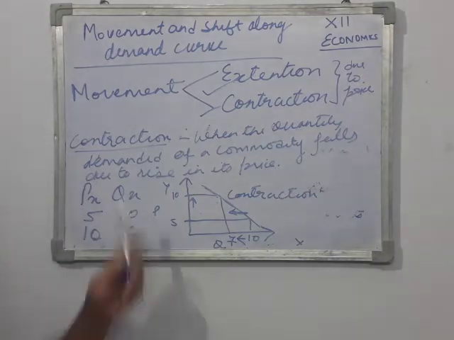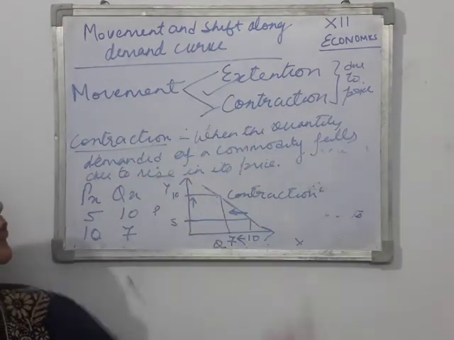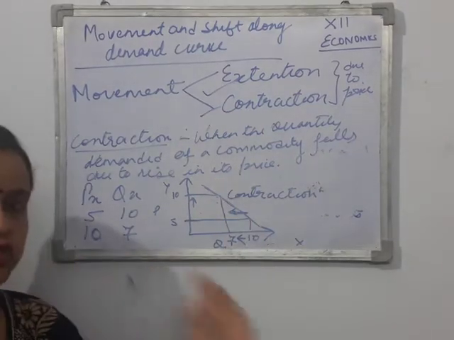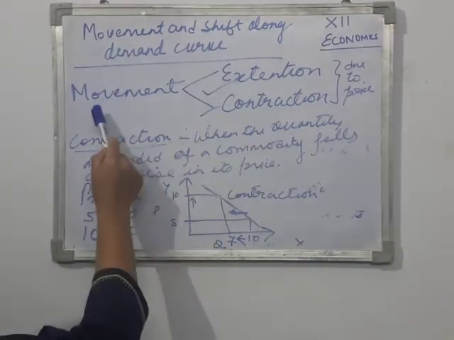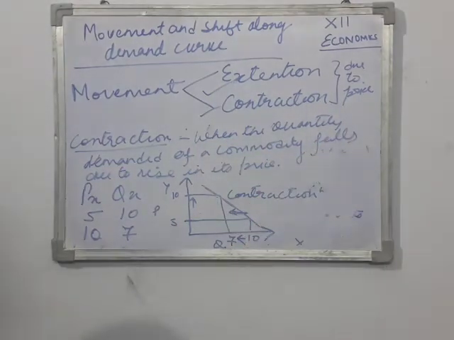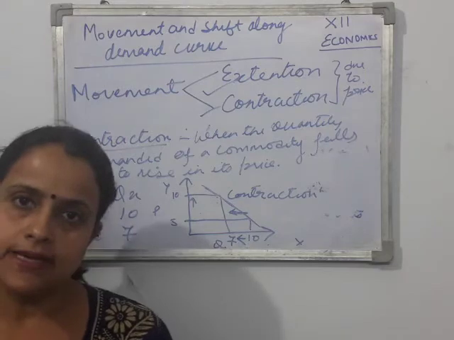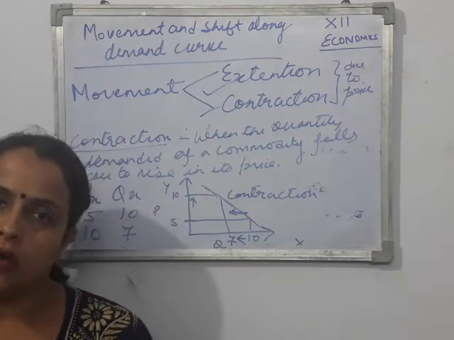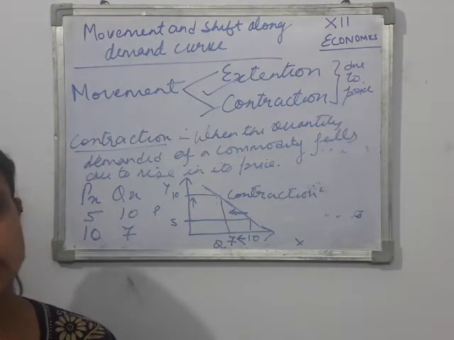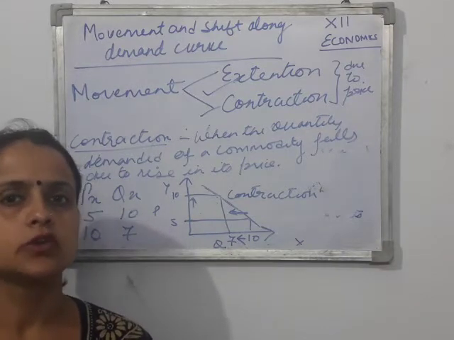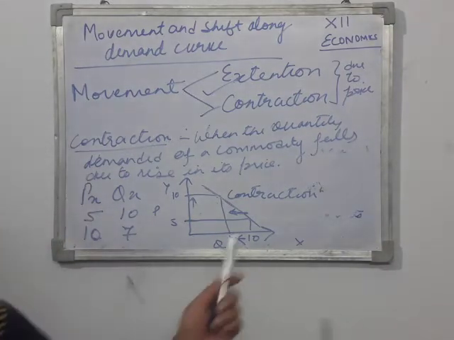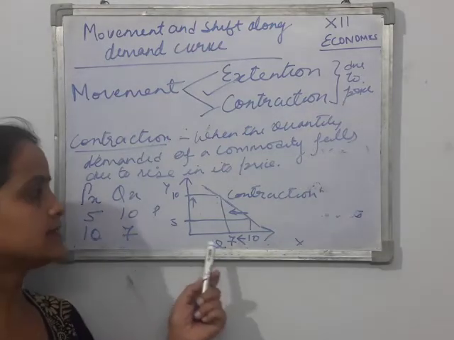Again, I'll repeat this, that movement are of two types. Right now, we are not reading shift. We are reading movement. Movement is of two types, extension and contraction. Movement जो होते हैं वो सिर्फ price की वजह से होते हैं. Extension क्या होता है? Extension is the increase in demand due to the fall in the price of the commodity. This is extension. And contraction is decrease in quantity demanded due to the rise in its price. Right, and this is the schedule, and this is the diagram.